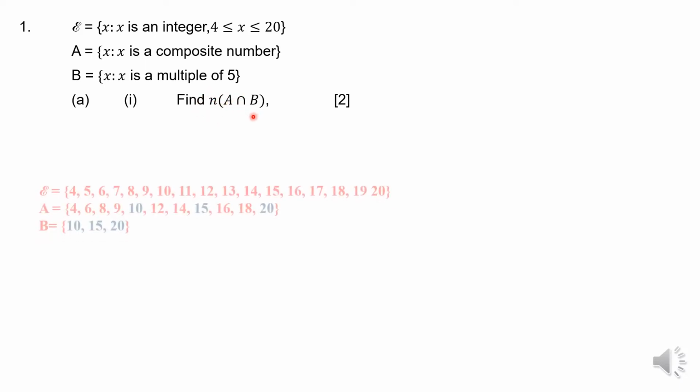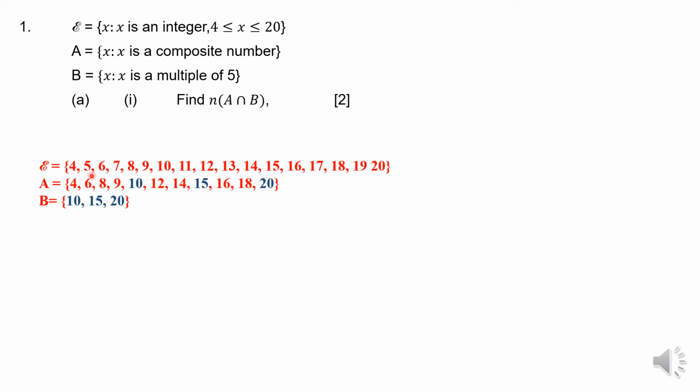So what I do first is list the universal set so that I can know. I have the integers, which are positive whole numbers, from 4 up to 20 listed for the universal set. I have set A, which consists of composite numbers. What you can see is there are no prime numbers in here. These numbers all have more than 2 factors. For example, 9 has 3 factors: 1, 3, and 9, and so on.